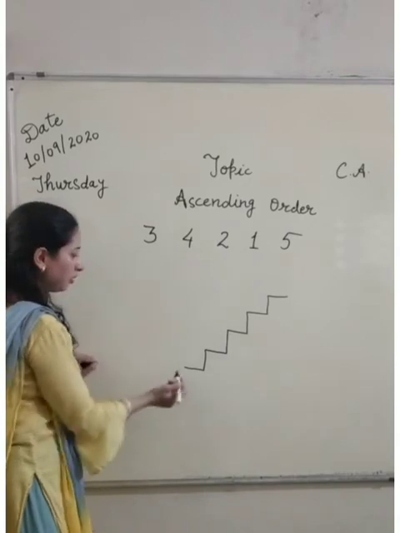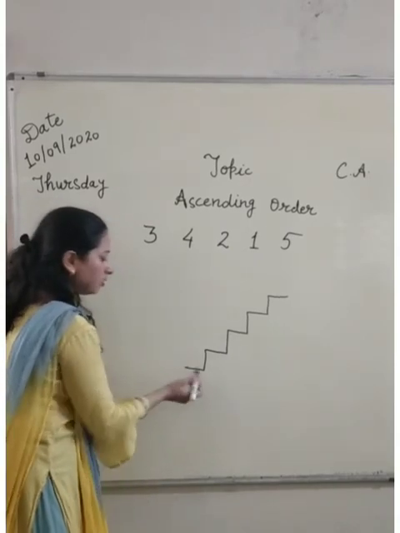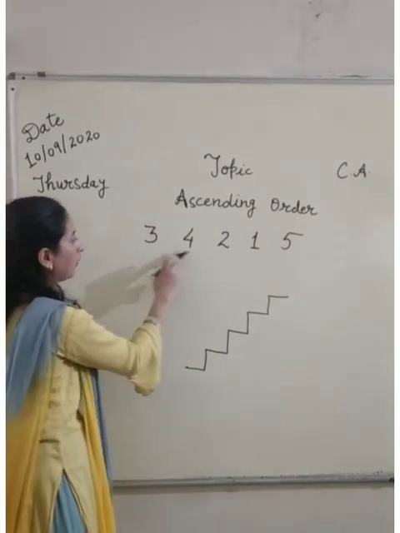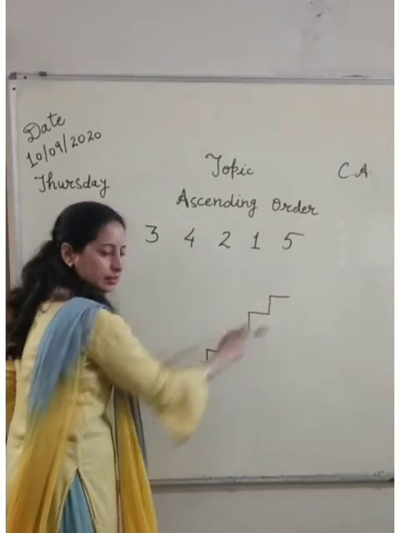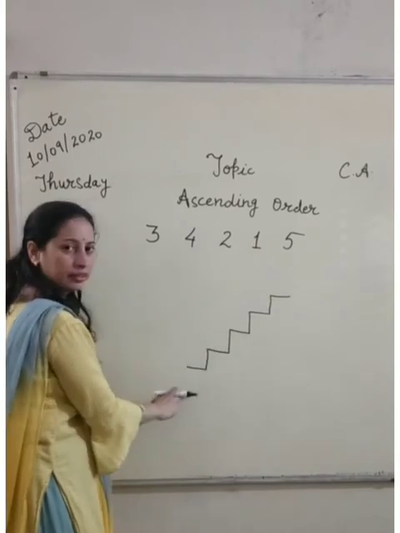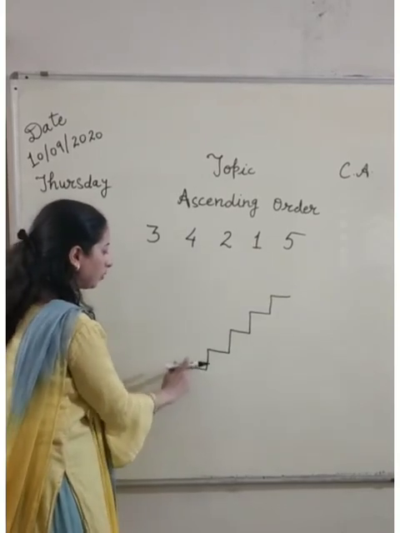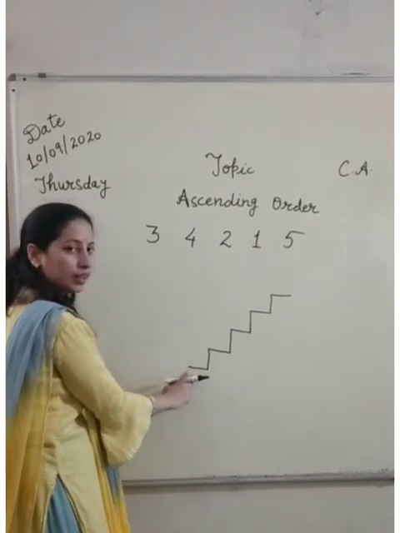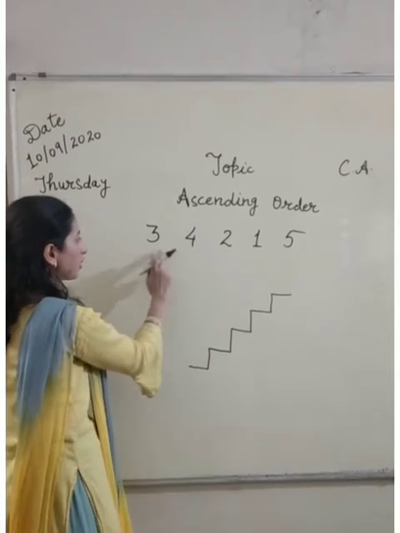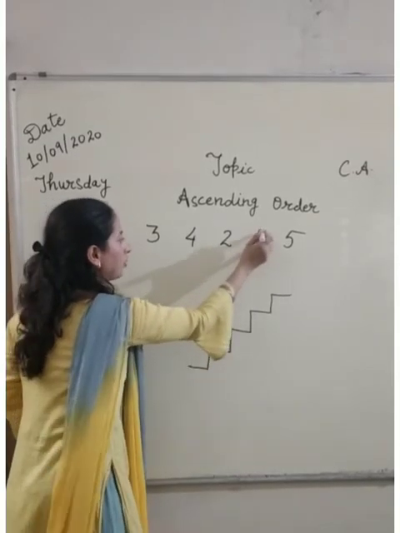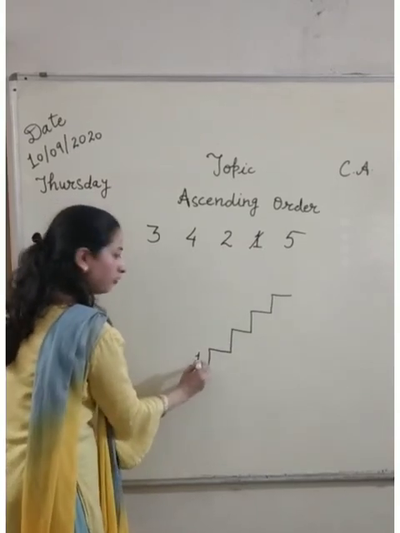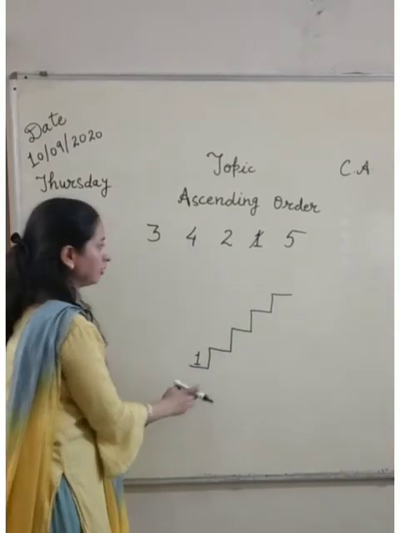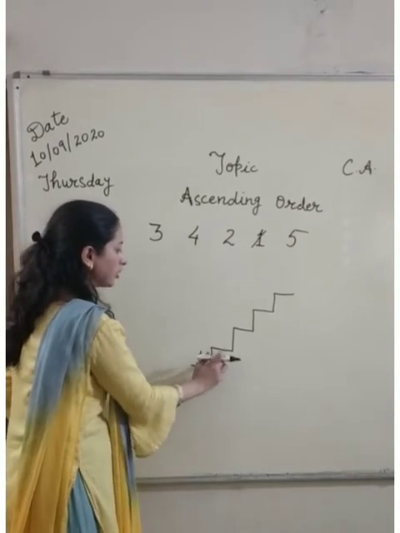Now what happened? This is the first year, so I will write down the numbers according to the stairs. Just find out the number for the first year. We will write number 1. Is it clear? After that, which is this year?